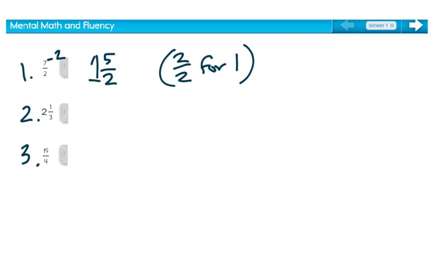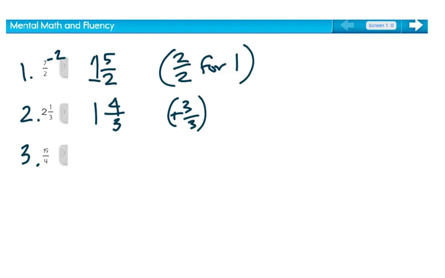Let me go ahead and do one more for you. If I take 2/3, I can keep the thirds. That's what I want to do. I'm going to borrow from the 2 and add 3/3 on. So there's 1 already there, so 1 and 4/3. Would you please do 19/4? Pause your video.